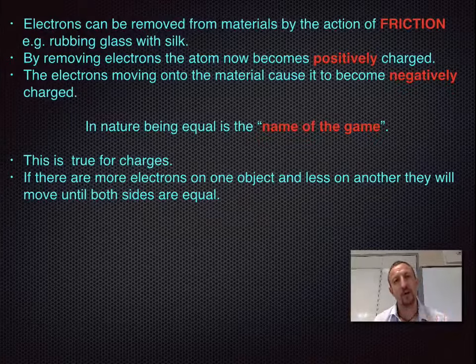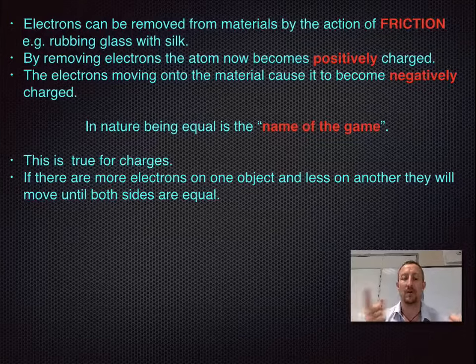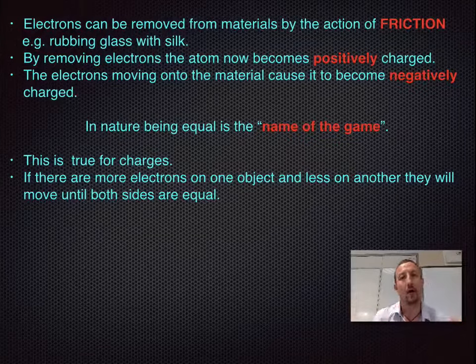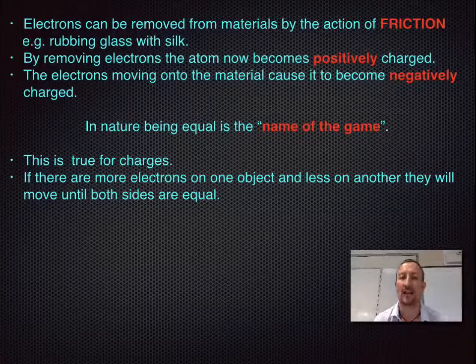And if there's a good conduit which will allow them to move through it, for example a metal wire, electrons will go from a negative terminal to a positive terminal. So the electrons will move through. We can then control the flow of those electrons using a resistor. Again, that's something that we will look at later on.